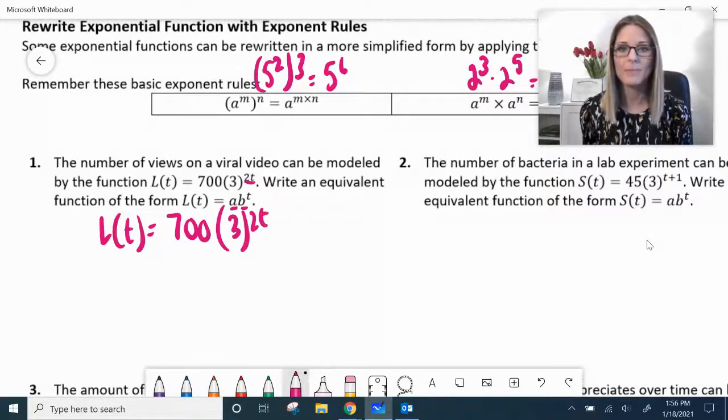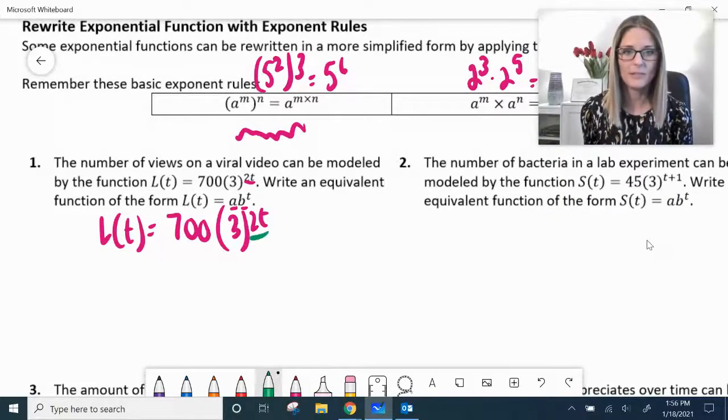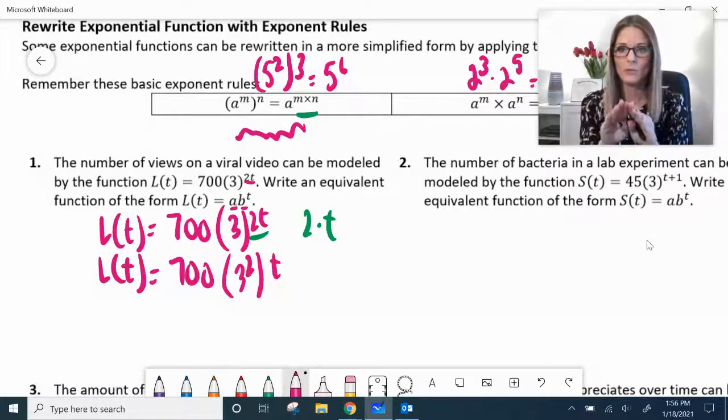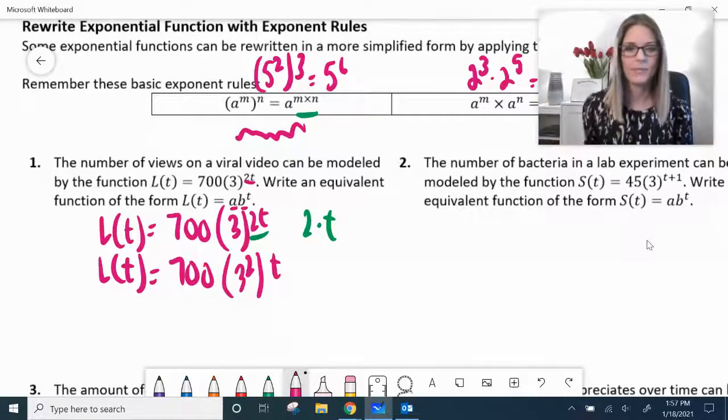Okay, original problem. I'm going to apply the first exponent rule, this first one. I'm going to move backwards because see right here in my exponent, this is 2 times t. So I'm going to go backwards where up here in the rule, it's m times n. I'm going to break it apart. I'm going to show L of t equals 700 times 3 squared raised to the t. So all I did was it was being multiplied. I worked backwards on the power to power rule. So now it's 3 squared raised to the t.